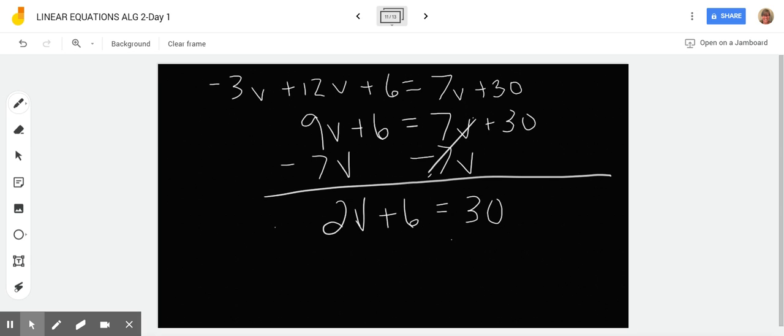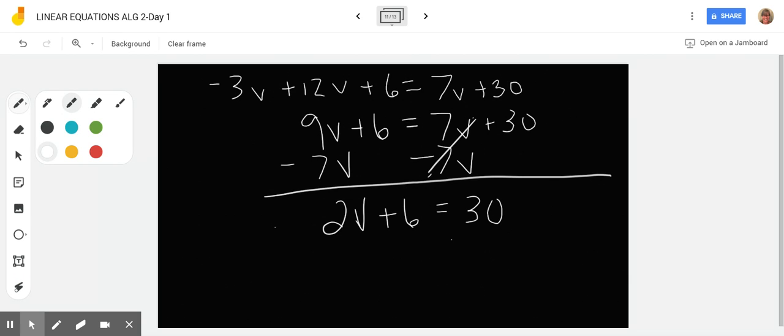Then you're going to ask yourself, what do I need to get rid of? Well, you could say both the 2 and the 6. But first, we must get rid of, it's almost like reverse order of operations. We have to get rid of what's being added and subtracted first. Because remember, to do something, we have to follow PEMDAS. To undo it, we have to go the reverse direction. So we are going to get rid of the 6 first.